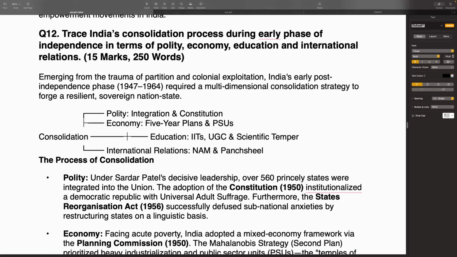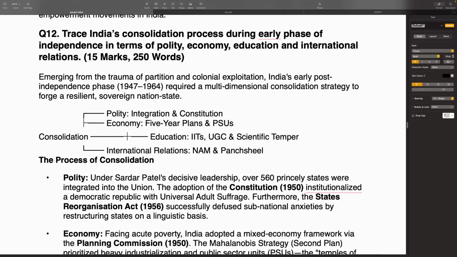Trace India's consolidation process during early phase of independence in terms of polity, economy, education, and international relations. Emerging from the trauma of partition and colonial exploitation, India's early post-independence phase required a multidimensional consolidation strategy to forge a resilient sovereign nation state.